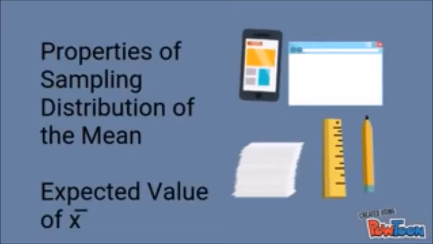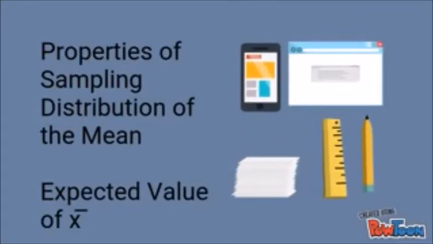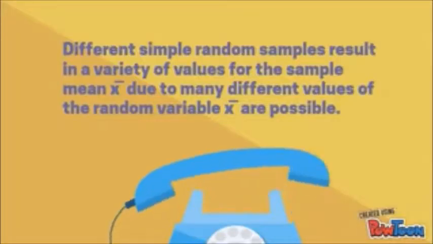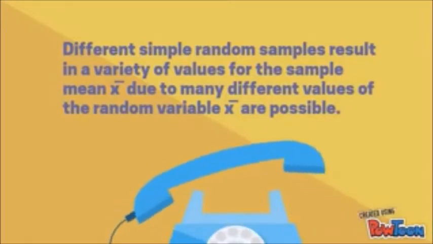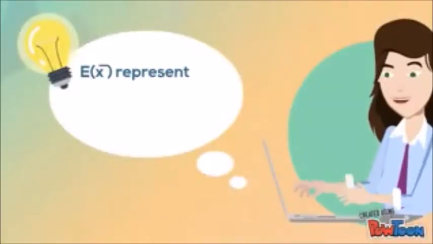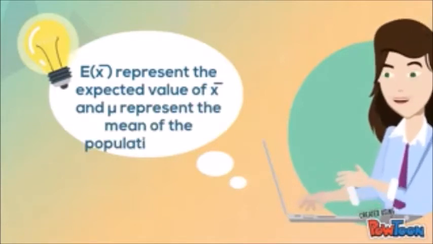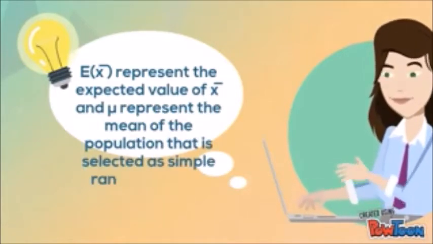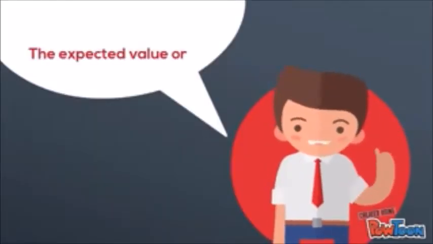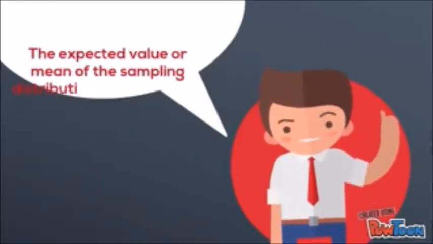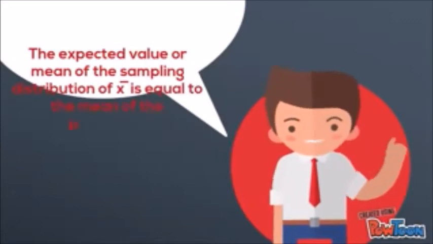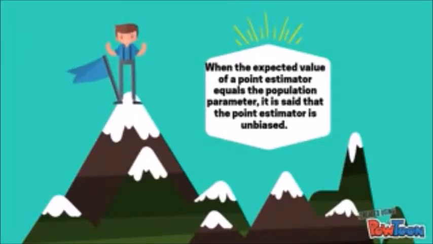Properties of the sampling distribution of the mean. Expected value of x bar. Different simple random samples result in a variety of values for the sample mean x bar, due to many different values of the random variable x. The expected value, or mean, of the sampling distribution of x bar is equal to the mean of the population. When the expected value of a point estimator equals the population parameter, the point estimator is unbiased.